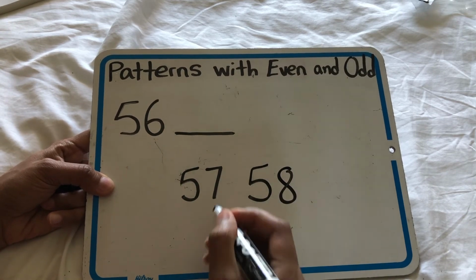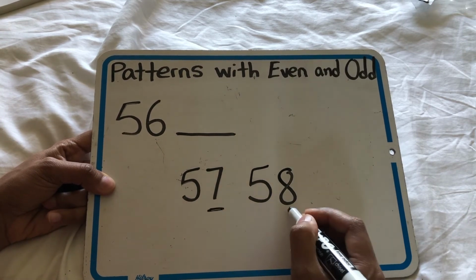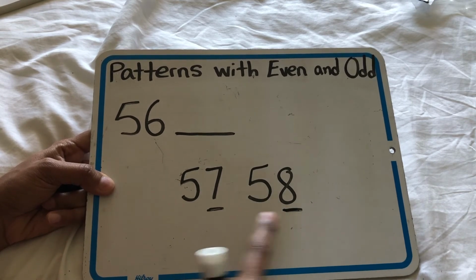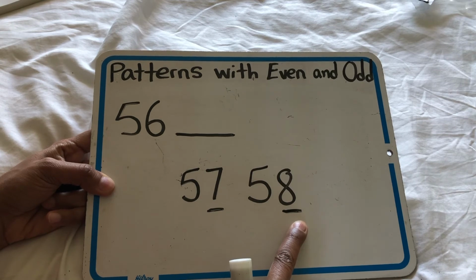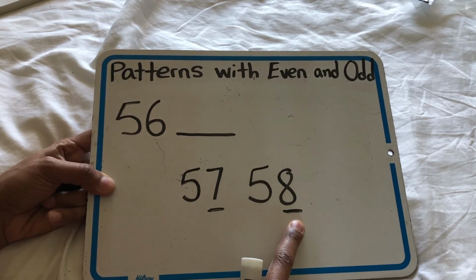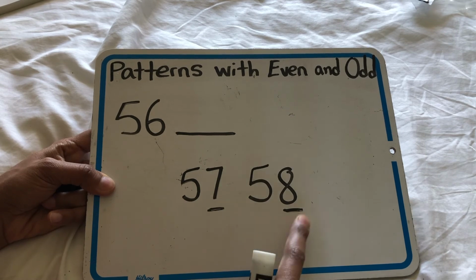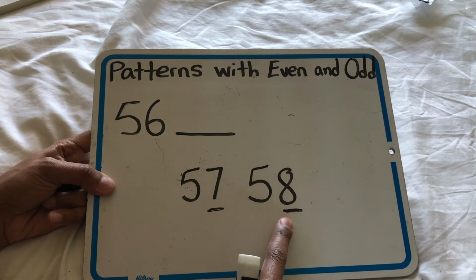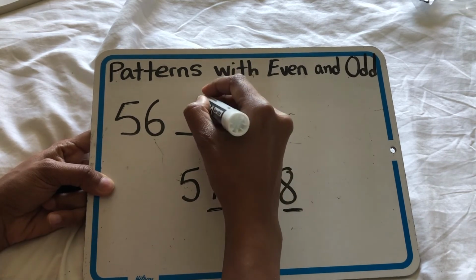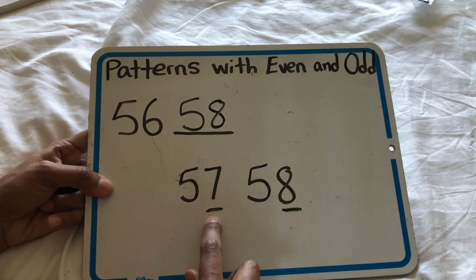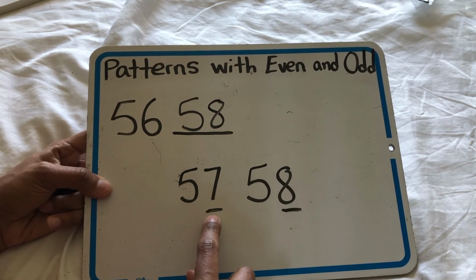Let's look at the ones place. Remember, this is what's going to give us our clue. Which of these numbers is going to be my even number? 7 or 8? I know from doing the last two pages that 8 is an even number. So the next even number is going to be 58, not 57, because 7 is an odd number.